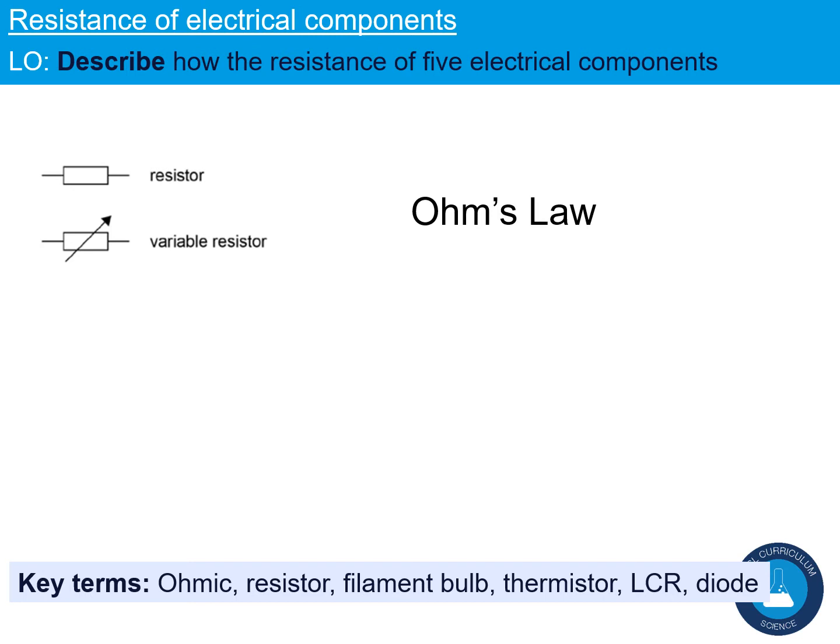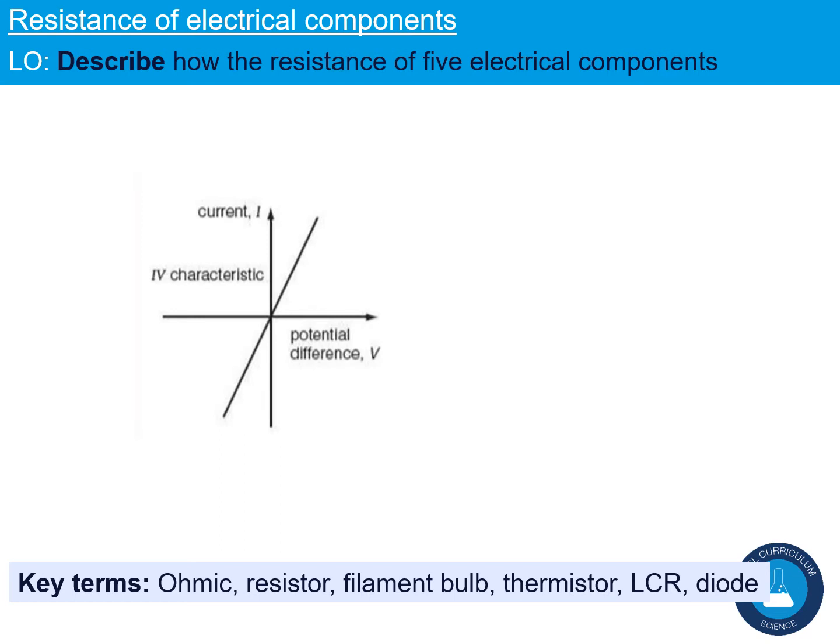If the current through and the potential difference across are directly proportional, it means that as the potential difference increases, the current increases by the same factor. If we double the potential difference, we double the current. So, what does this look like on a graph? If we were to plot a graph with current on the y-axis, and remember we use the symbol I for current, and potential difference on the x-axis, and remember we use the symbol V for potential difference.